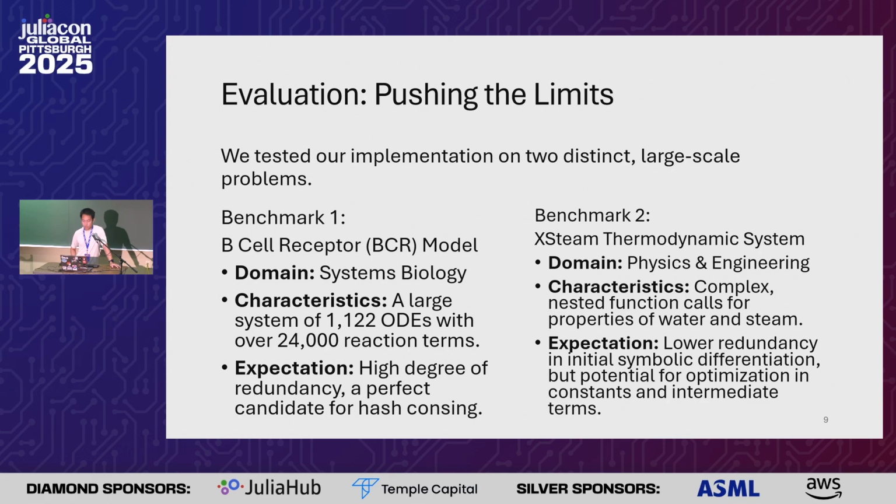To test our work, we chose two challenging benchmarks. The first one is a biology model called the BCR system. It is massive and highly repetitive, and for this problem, we expect big wins. The second one is a physics model called XSteam. It is less obviously redundant, with many unknown variables. This allows us to see how hash consing performs across different problem domains.